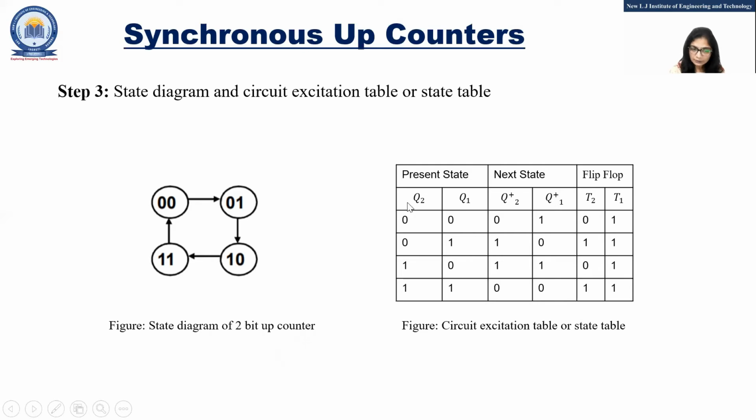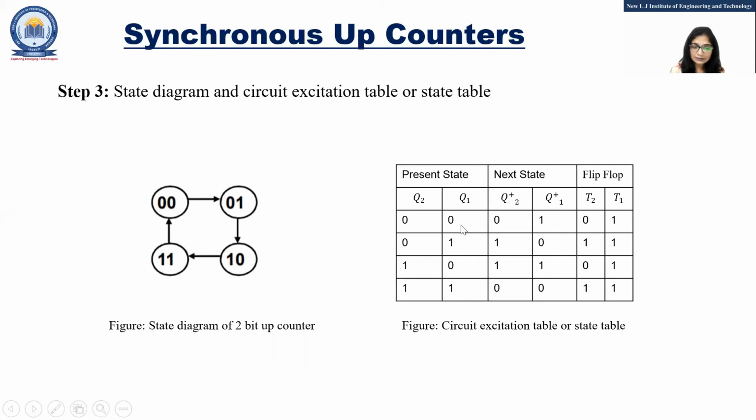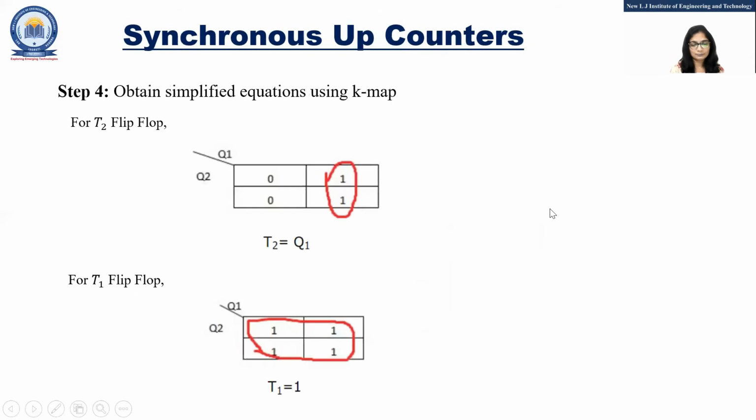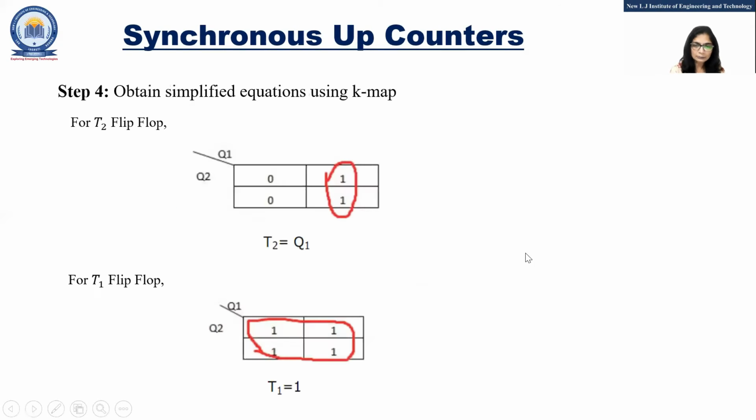What are the inputs? Q2 and Q1. The present state will be the inputs. Please, you have to remember this thing. In the K-map, we will take these inputs only, the present state as an input. You can see here, we will take the present state as an input. Don't take the next state in the K-map. Okay, fine. So Q2, Q1, two variables are there, two inputs are there.